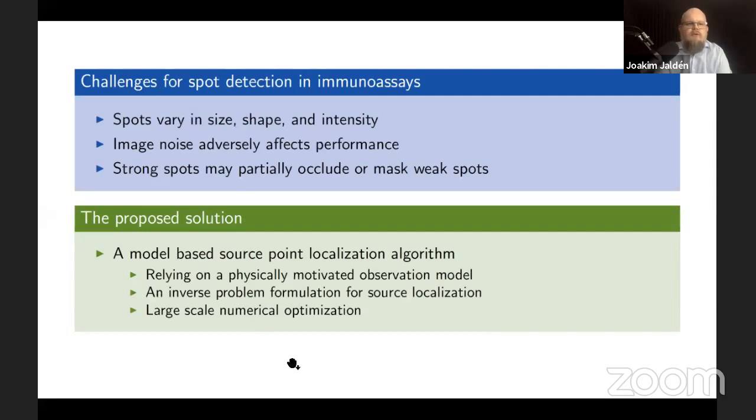And what we did was to develop a model-based source point localization algorithm. So we developed a model for how the spots form, relying on the physics of the underlying assay. And this is why I showed you the introduction. I'll go back into that as well to explain the physics model. And then we posed it as an inverse problem for source localization and applied optimization algorithms, which I think will be familiar to a large portion of the audience for this particular presentation.